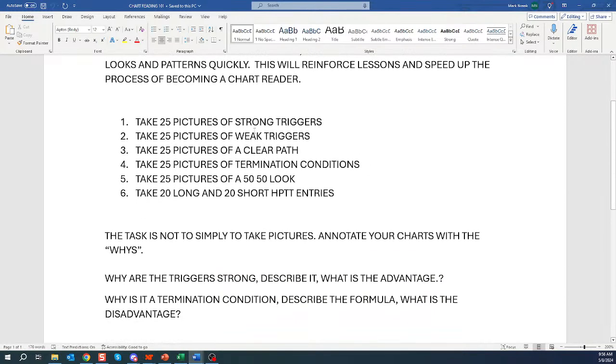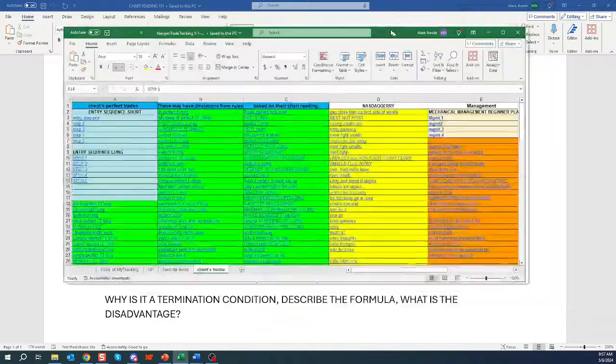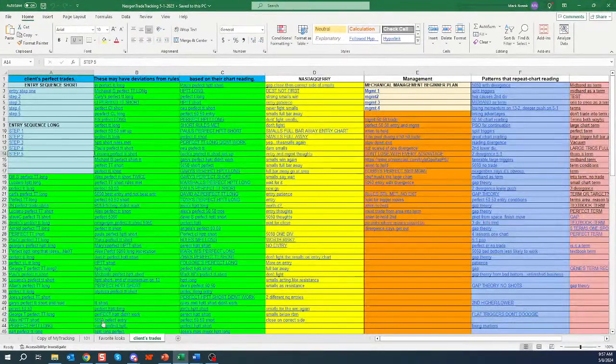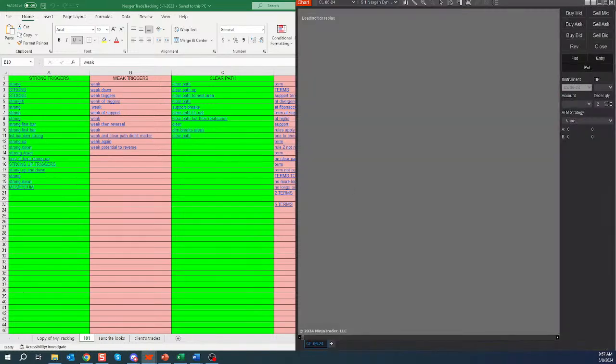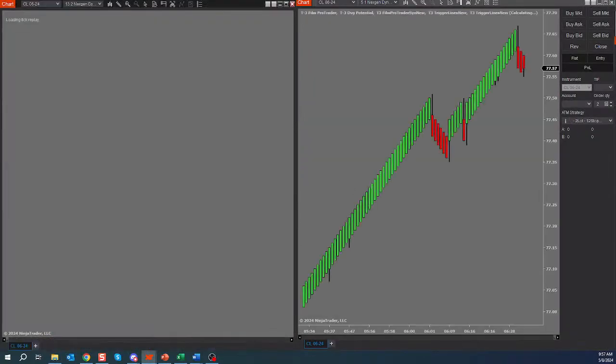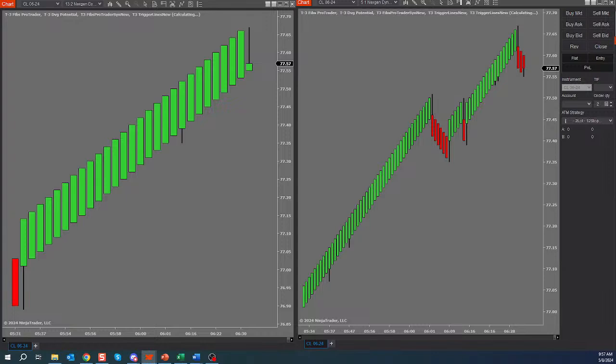And all it is taking pictures. It is taking pictures of strong triggers. It is taking pictures of clear paths. It is taking pictures of weak triggers, so I know what it looks like when the triggers aren't strong. And if you do 25 of each and take pictures of the entry points, you're just going to fill out the spreadsheet. And I've got it started for you guys. We're like already up over 20 here. Sorry, I had a little bit of a crash.